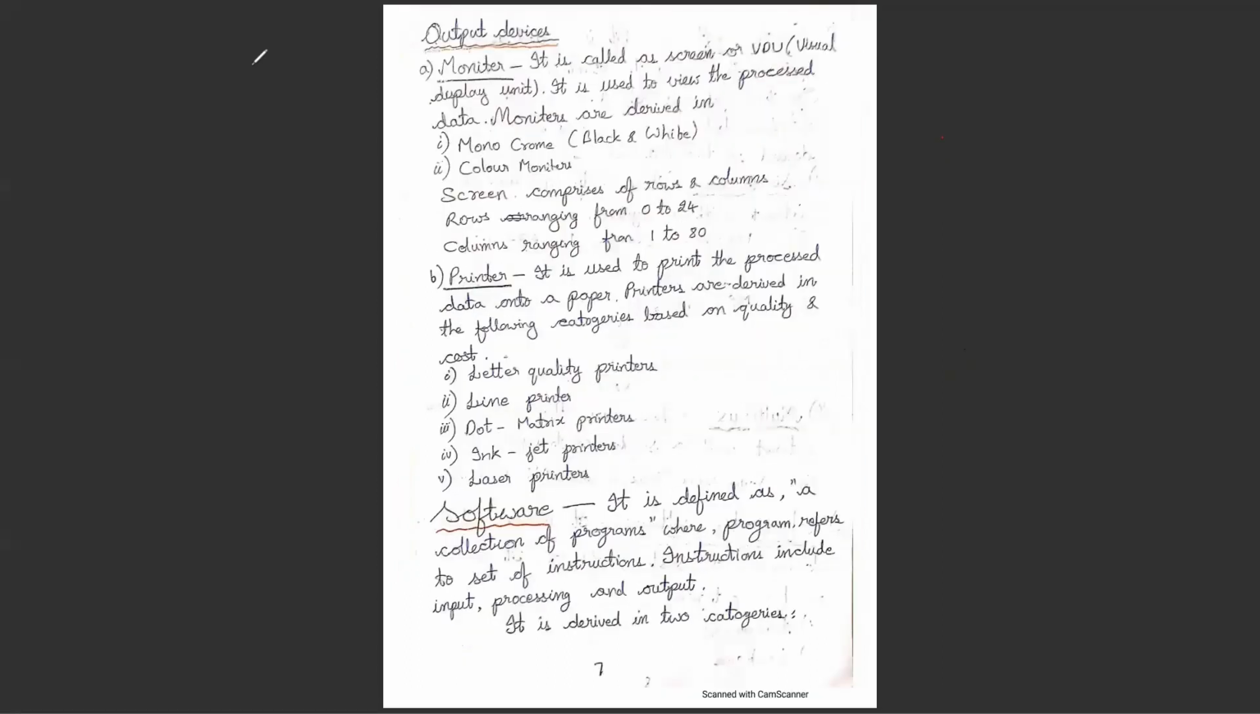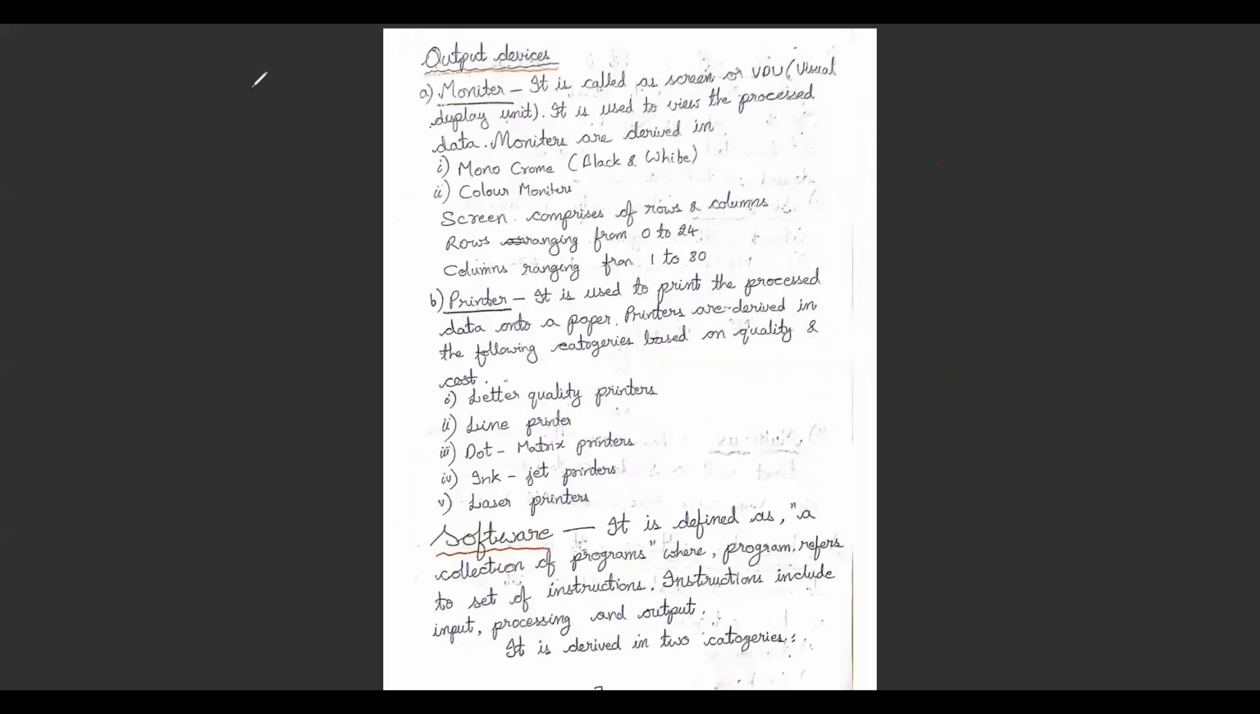And next you have your output devices. So you know what the basic output devices are. We have the monitor, which can be categorized into two types again, monochrome as well as color monitors. Monochrome is nothing but black and white. Color, you can generally categorize them, right? The screen comprises rows and columns, rows ranging from 0 to 24, columns ranging from 1 to 80.